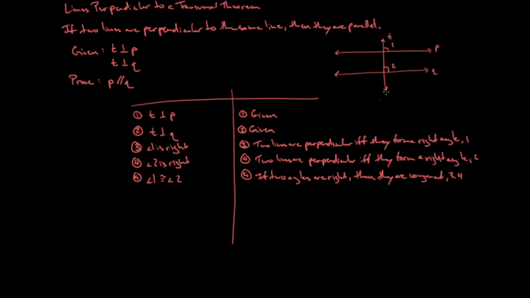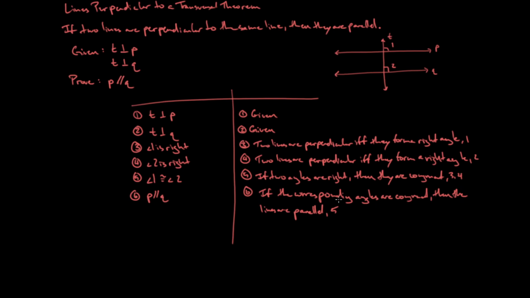Because now I'm basically done. Angle 1 and angle 2 are congruent to each other. They're also corresponding angles, I can tell from my diagram. Thus, P will have to be parallel to Q. How do I know that? Well, if the corresponding angles are congruent, then the lines are parallel. Awesome. That comes from 5.